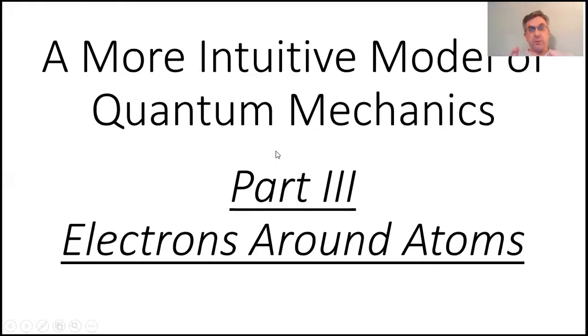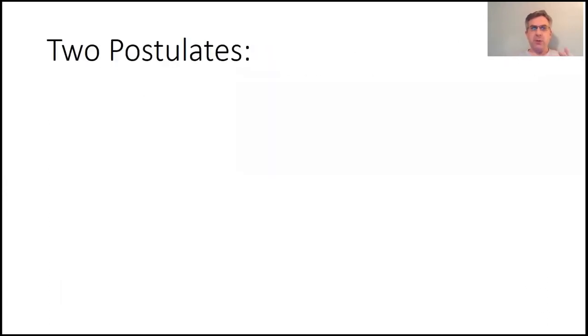This is the third episode of my more intuitive model of quantum mechanics. In this episode, I want to talk about electrons around atoms. As before, I'm using two postulates to try to make quantum mechanics more intuitive.